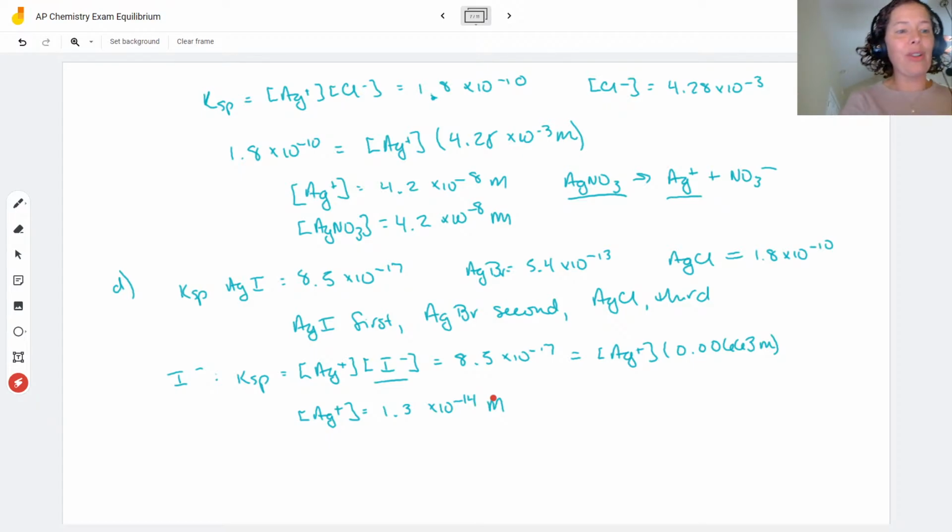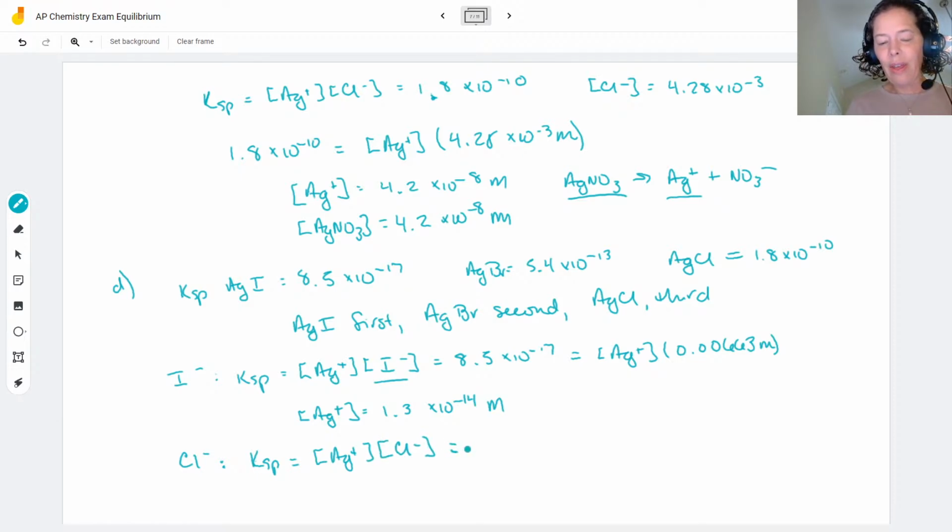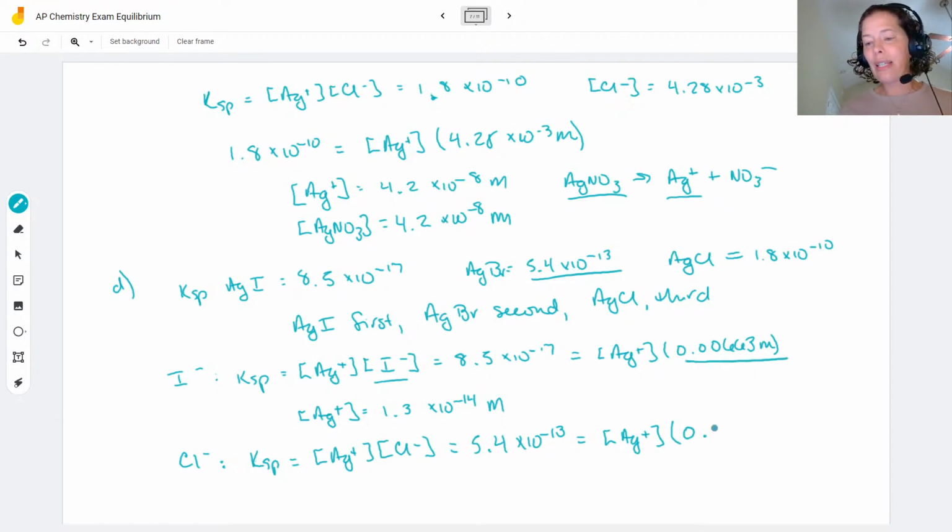But we can do the same calculation. It's the same calculation for our chloride. So our KSP, again, in this case, is just our silver now and our chlorine. And that equals our 5.4 times 10 to the negative 13. So again, I'm just pulling my KSP value there. I am solving for my silver concentration. My chlorine concentration is the same as it was for my iodide. So you can see that my calculation is exactly the same here. It's just I have a different KSP value.